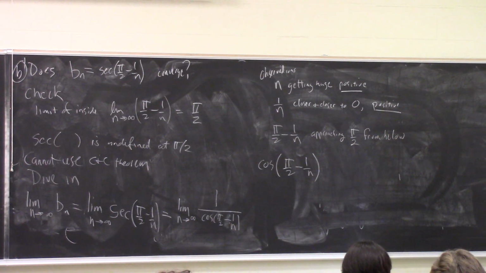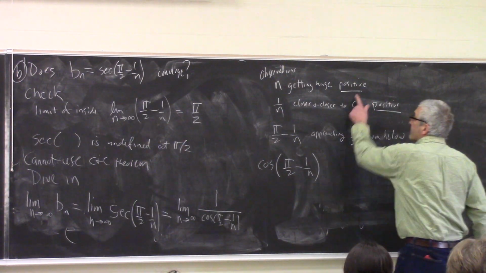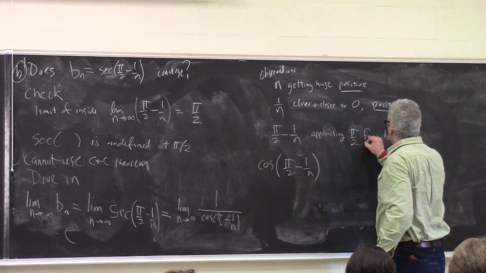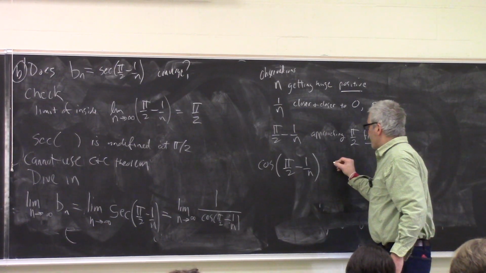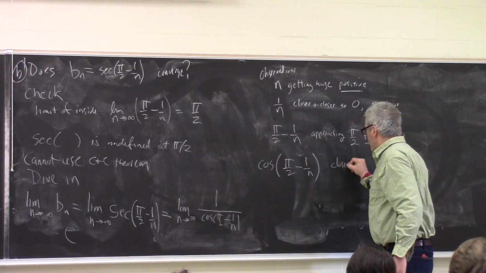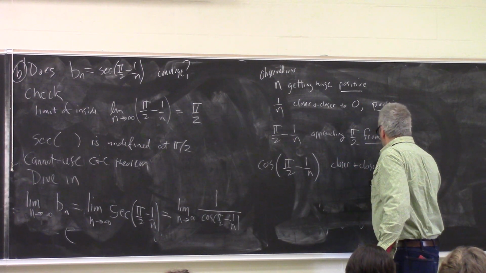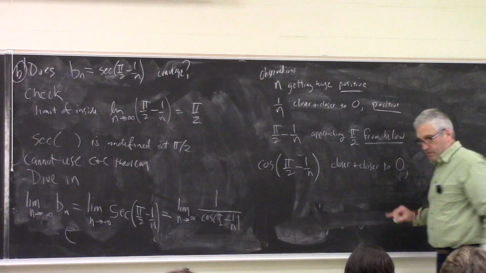Pi over 2 minus 1 over n is a number that's very close to pi over 2, but slightly less than pi over 2. So somebody who hasn't answered, tell me what's going on with cosine. It's getting progressively closer to zero. But qualify that. I've always been saying, qualifiers. Getting closer and closer to zero, but positive, approaching pi over 2 from below. So you're saying this is getting closer and closer to zero, but qualify that.